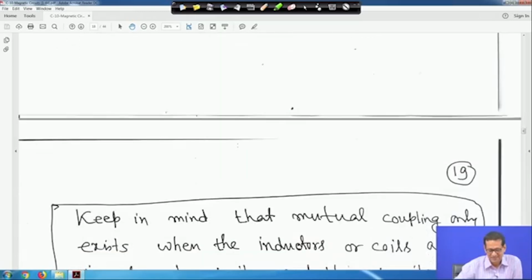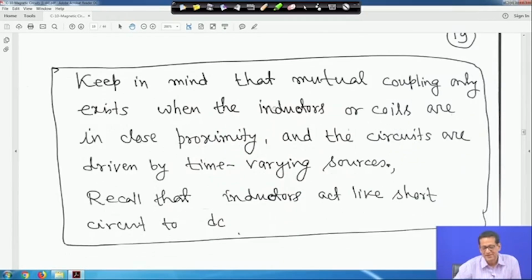Now, something I have written, keep in mind that mutual coupling only exists when the inductors or coils are in close proximity and the circuits are driven by time varying sources. Recall that inductors act like a short circuit to DC. That is why this is written for you: mutual coupling only exists when the inductors or coils are in close proximity and the circuits are driven by time varying sources.